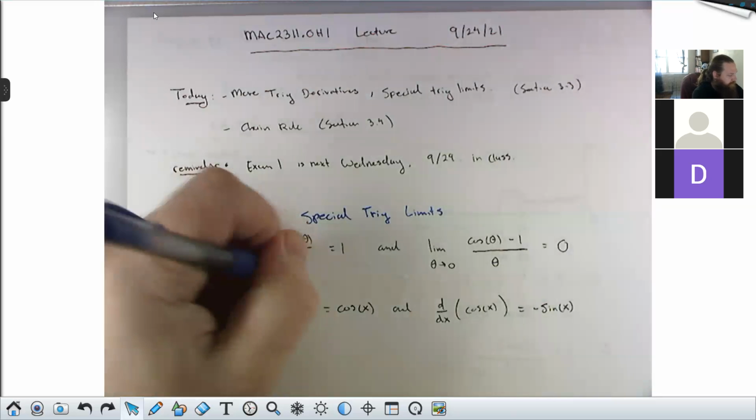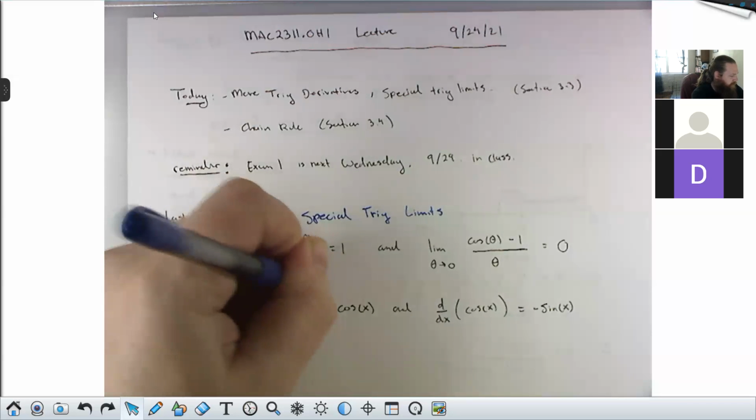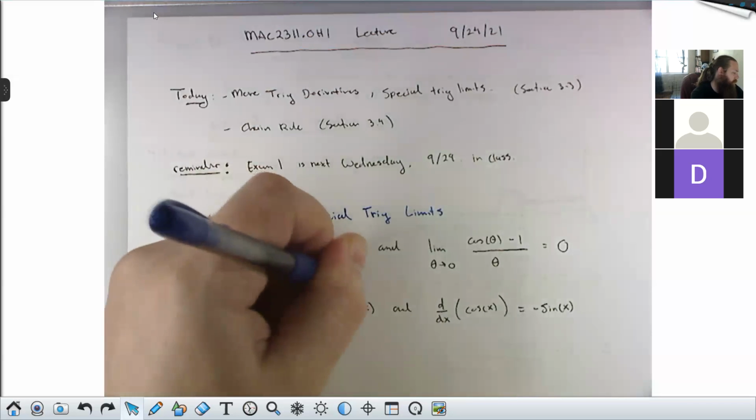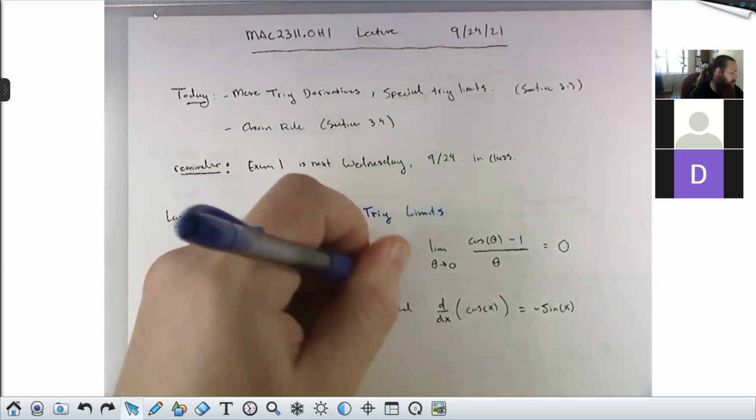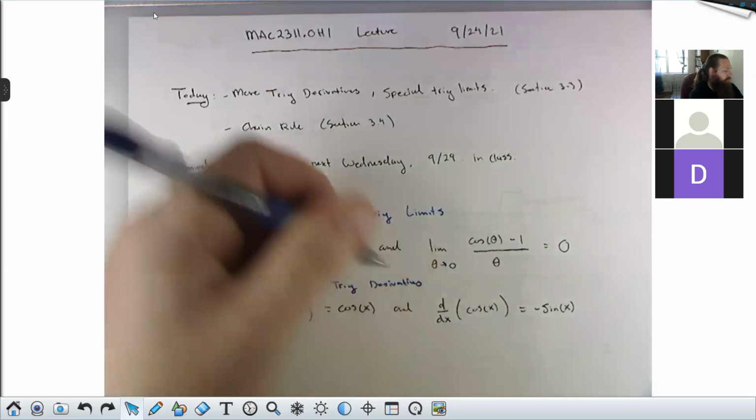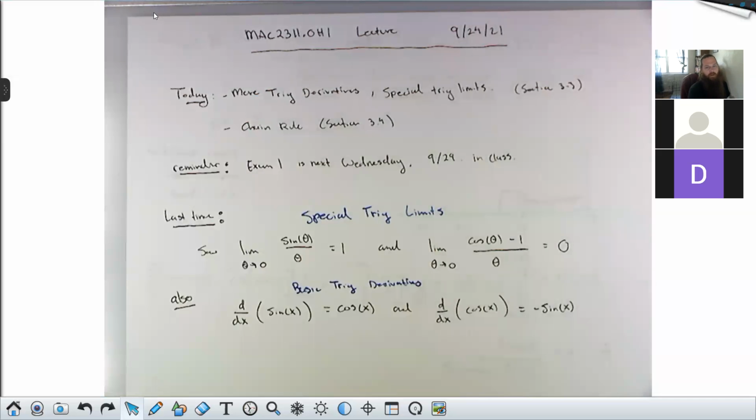So we saw last time the special trig limits and these basic trig derivatives. The first thing I'd like to do today, probably the most important thing from section 3.3, is to flesh these out, get you the derivatives of the other trig functions, so you've got all 6. Those are not hard.